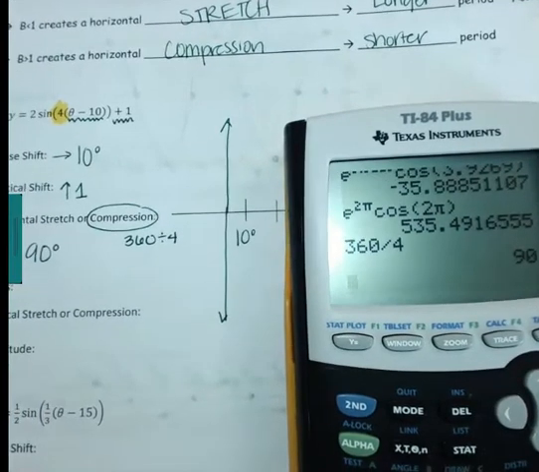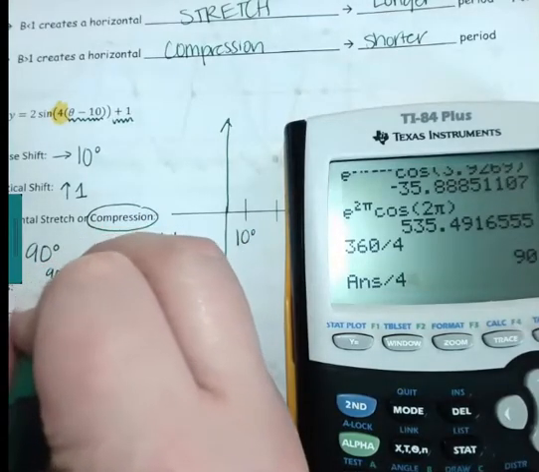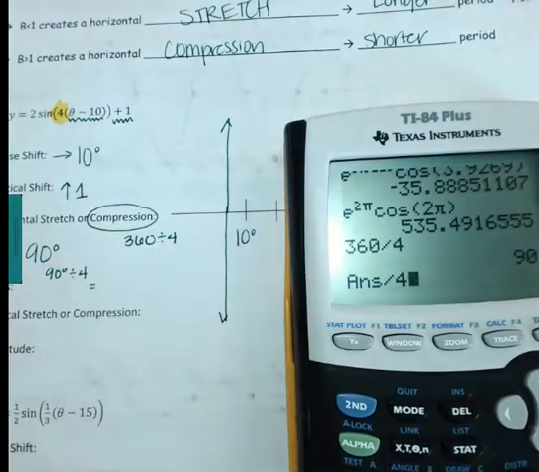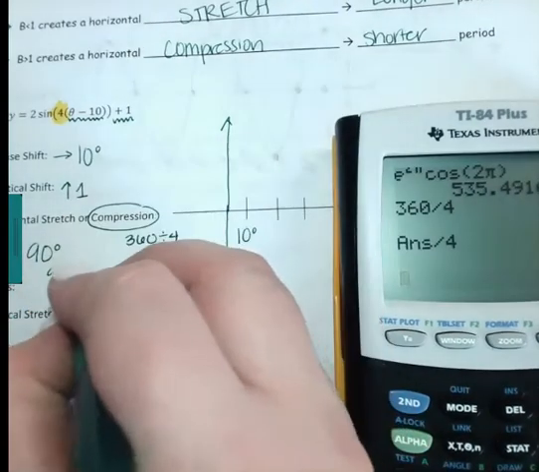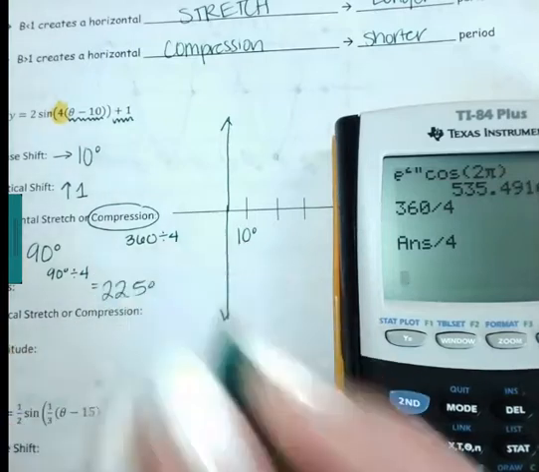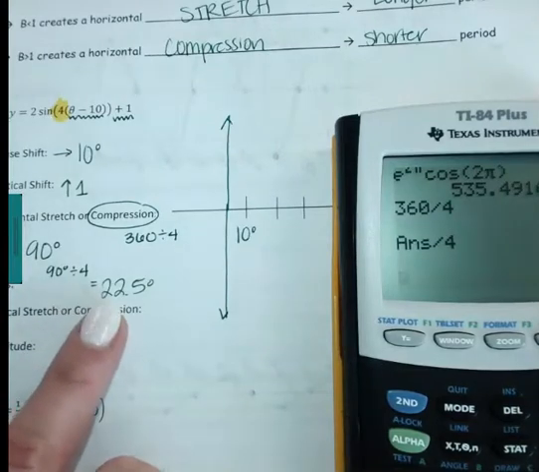Okay, but whatever your period is, you need to break it up into 4 equal parts. So if I divide that by 4 again, that's going to tell me my steps. I'll do 90 degrees divided by 4, and that gives me 22.5 degrees. Here's what that means. You're going to start at 10, but then you're going to count, instead of by 90s, by 22.5s.